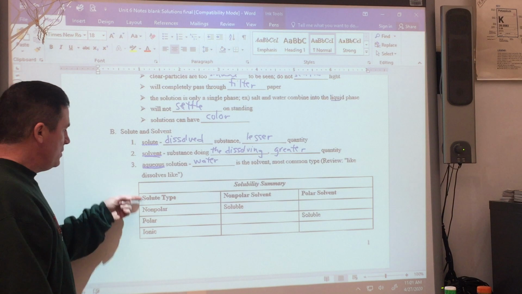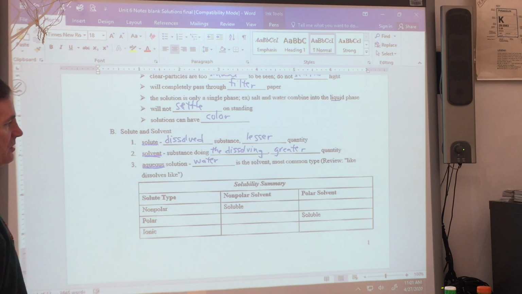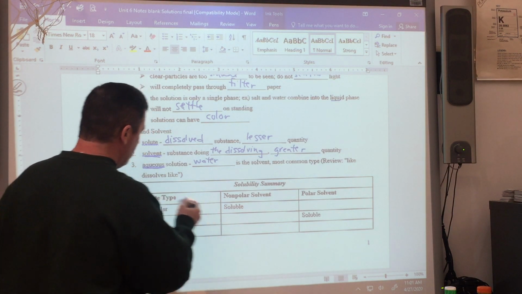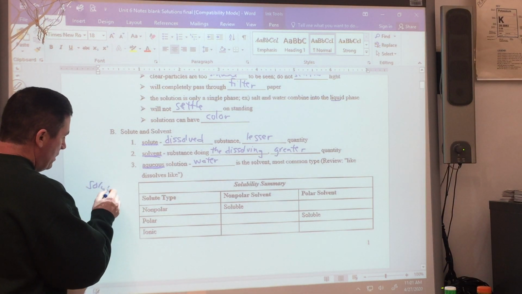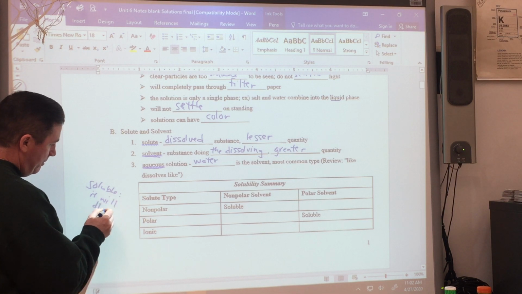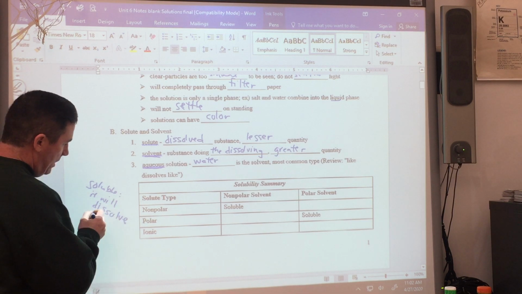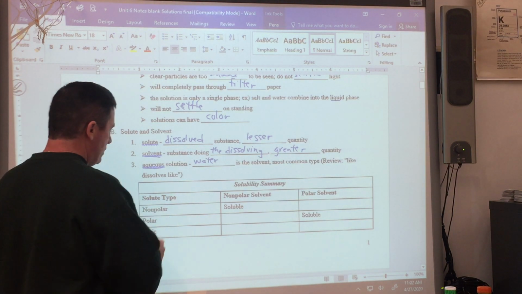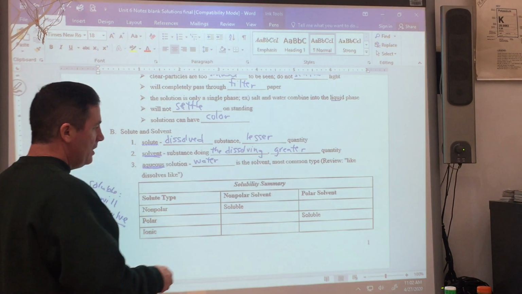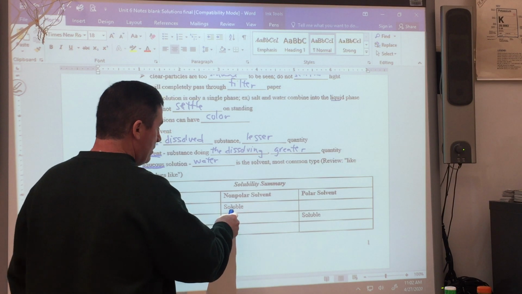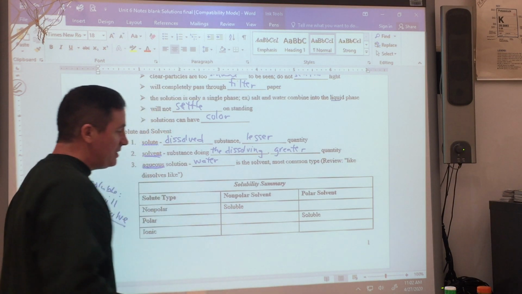And the last thing here is which of these substances will mix together to make a solution. So when it says soluble, soluble means it will dissolve. If it's soluble, it will dissolve. So if I have a nonpolar solute, if I'm going to add something nonpolar, and the solvent is nonpolar, that means it's going to be soluble.